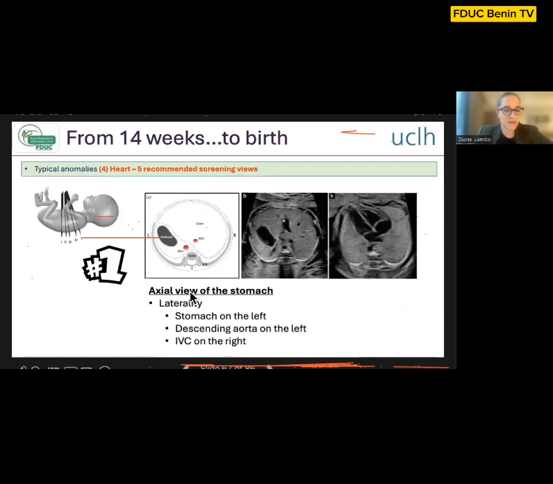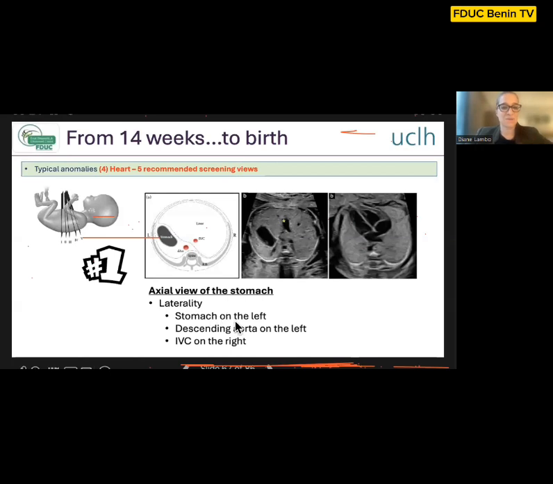Okay, so moving on to the heart. Now, I know that in the timetable, there is a session that's dedicated purely to the heart. And so what I'm going to do is whip through the 5 recommended screening views. By no means do I expect that you're going to be able to go away and then scan the heart following this, but again, it's just to understand the theory behind what you're doing in the practical sessions.